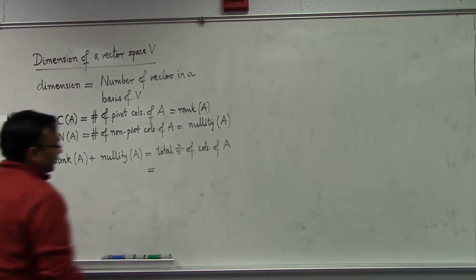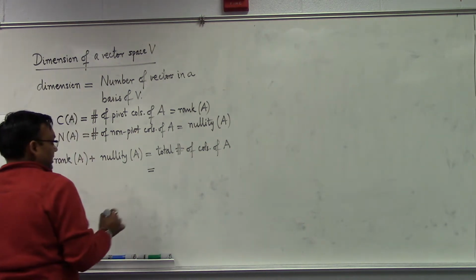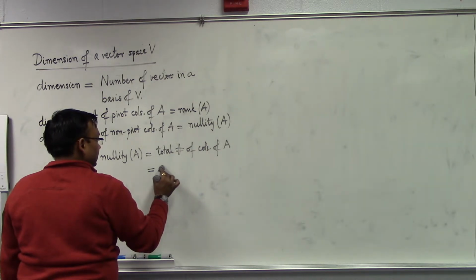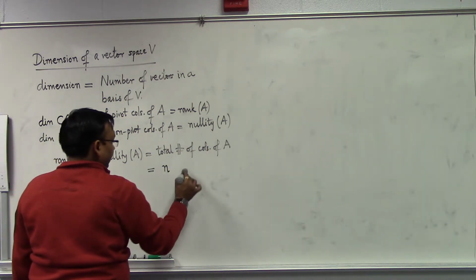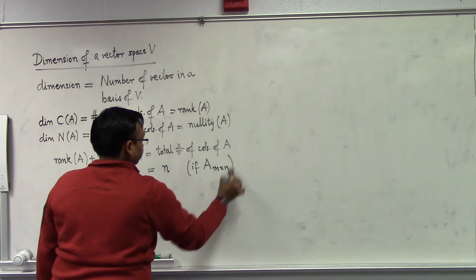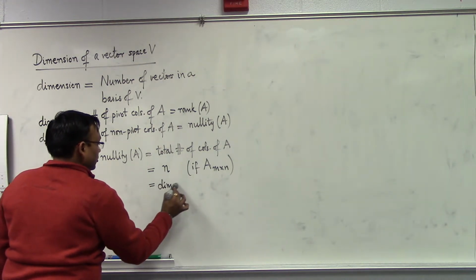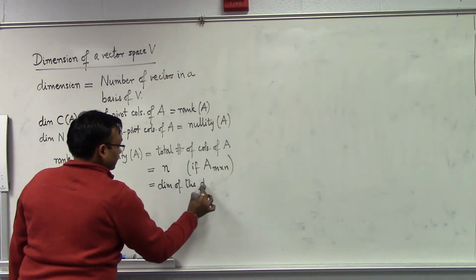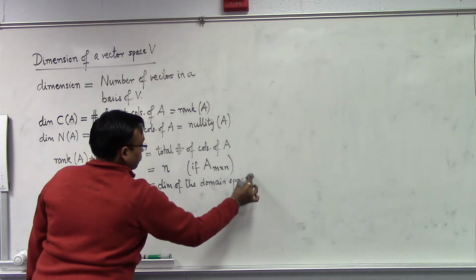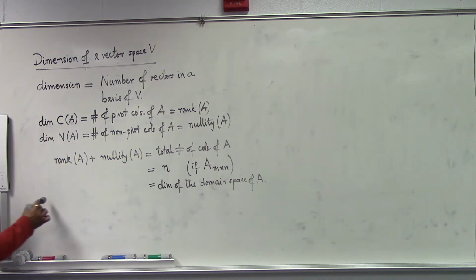Now, what is the total number of columns of A? If you think of A as a linear transformation, and A is an m by n matrix, then the total number of columns of A is actually n, which is the same as the dimension of the domain space. So we have proved what we call the rank nullity theorem.